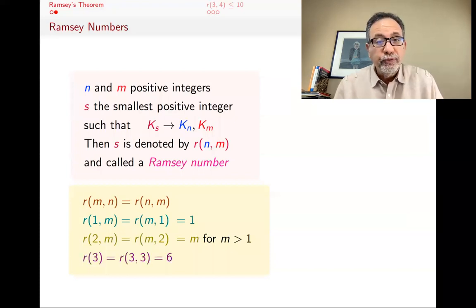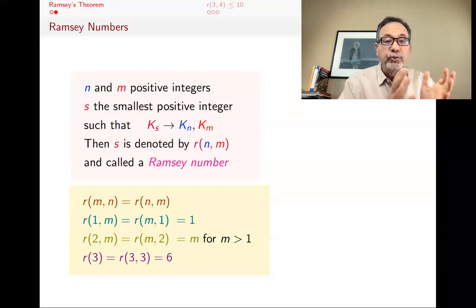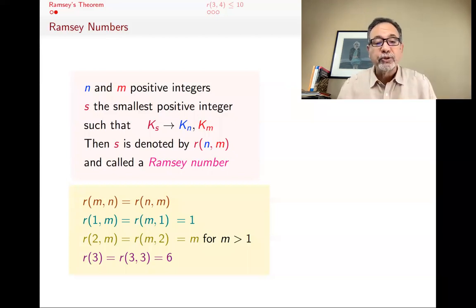We also proved that R(3,3) is 6. So if you have a K_6 and color the edges with two colors, then you're guaranteed a monochromatic triangle, a blue K_3 or a red K_3. And we went through the proof of this in the previous lecture. It's a very nice proof. You definitely should see it if you have not.